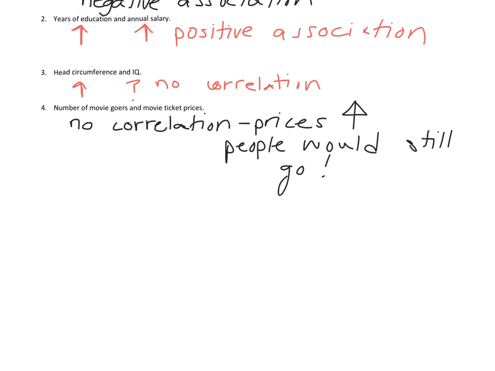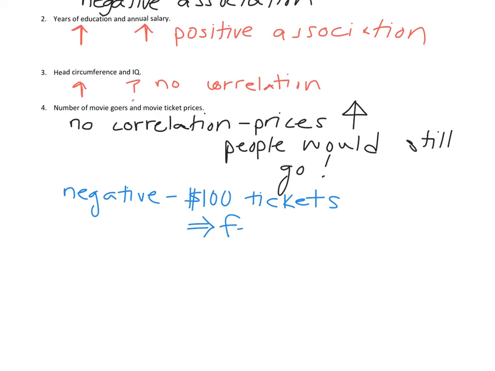All right, you might have answered a negative association. So for instance, if the prices were like $100 across the board, so if the prices were increasing, people would eventually stop going. Likewise, if we had really cheap tickets, like $1 tickets, probably it would be really crowded and everyone would go. So as the ticket prices go down, people would go up.